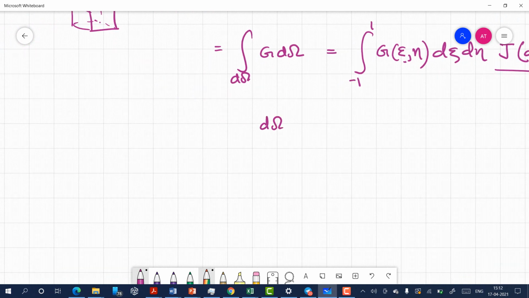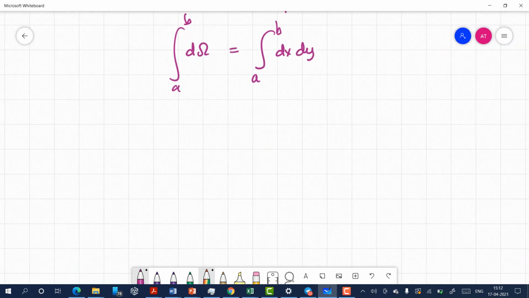So d omega I can write as integration of dx dy, right, whatever is the limit a to b. And here, dx dy, now I have to change the dx and dy to the local coordinate system, and the relationship between local coordinate system and global coordinate system is given by the Jacobian, right? So what is the Jacobian?